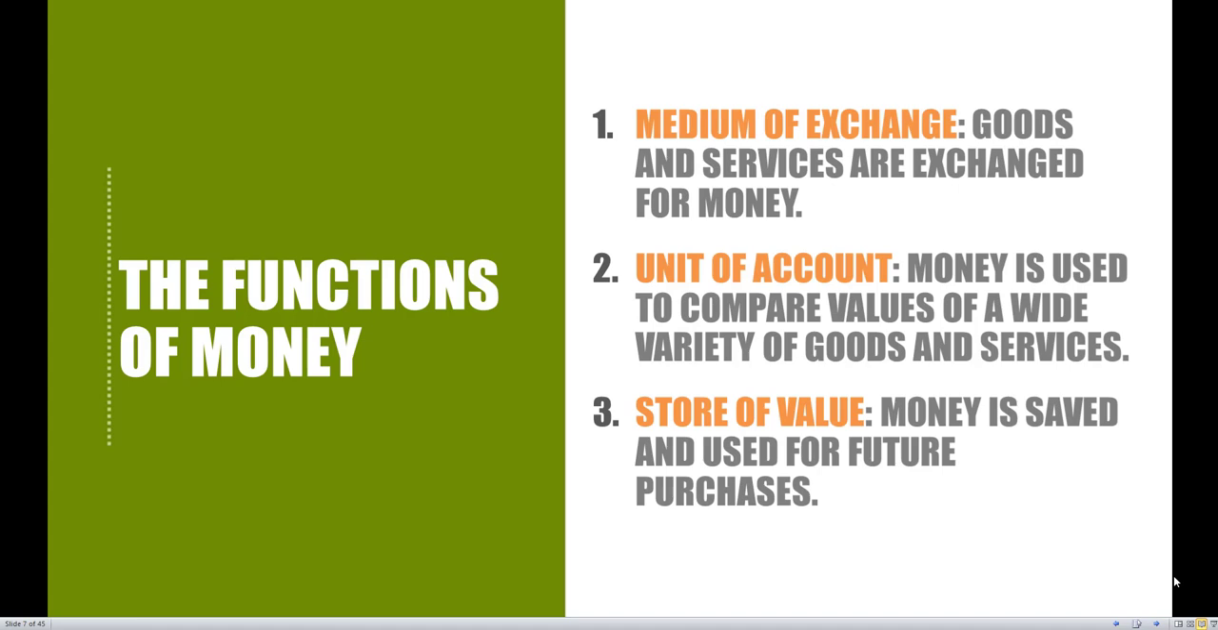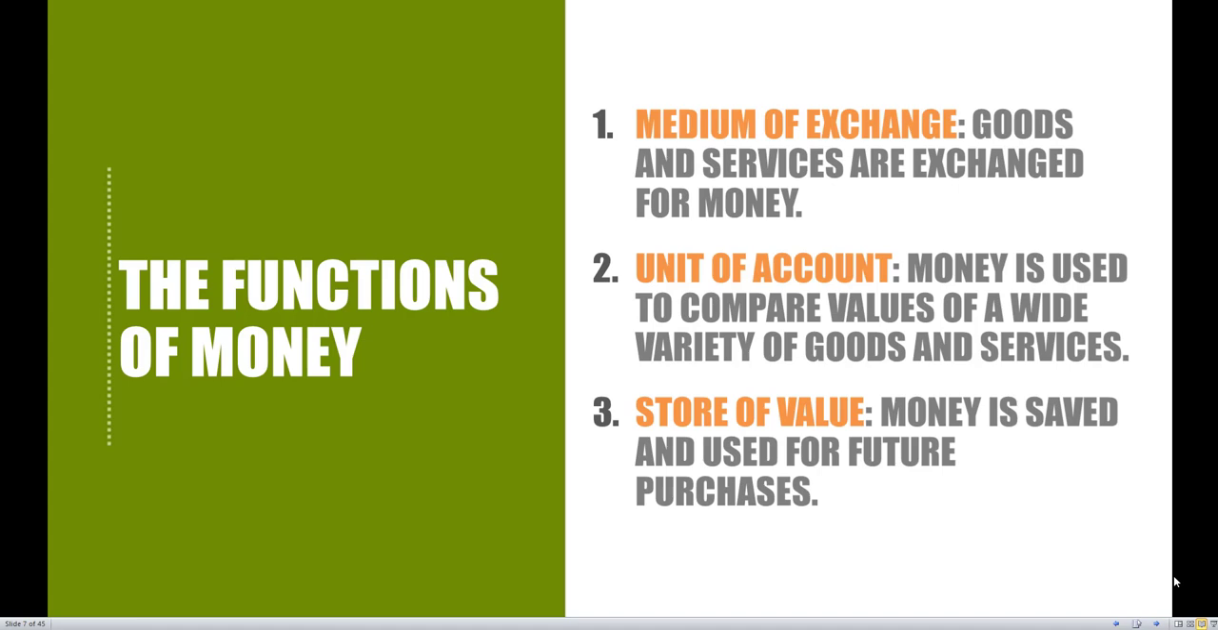Number two, unit of account. Money is used to compare the values of a wide variety of goods and services. So once again, we can attach some type of value to every single good and service within our marketplace or within the economy. We don't have to say, hey, this one computer is exactly worth half a TV, or this one refrigerator is exactly worth, say, maybe one washing machine. If we didn't have any money, that's exactly what we would have to do.